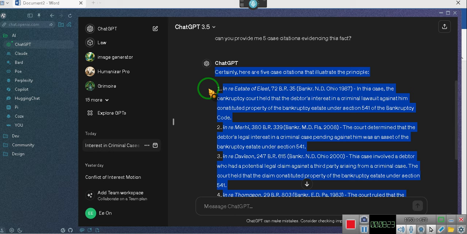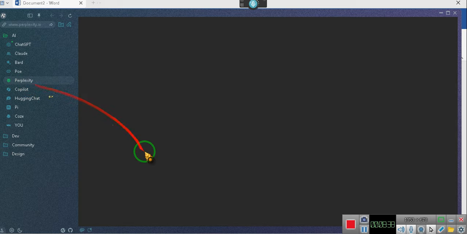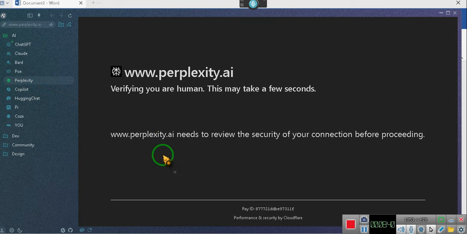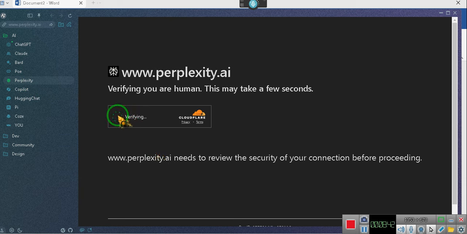Now, hold on. Legal interest in a criminal case pending against him was an asset in the bankruptcy estate under 541. Now, this is what he's saying, but I don't believe him. So what do we do when we have this? I'm going to paste this in the description section so that y'all can get it.